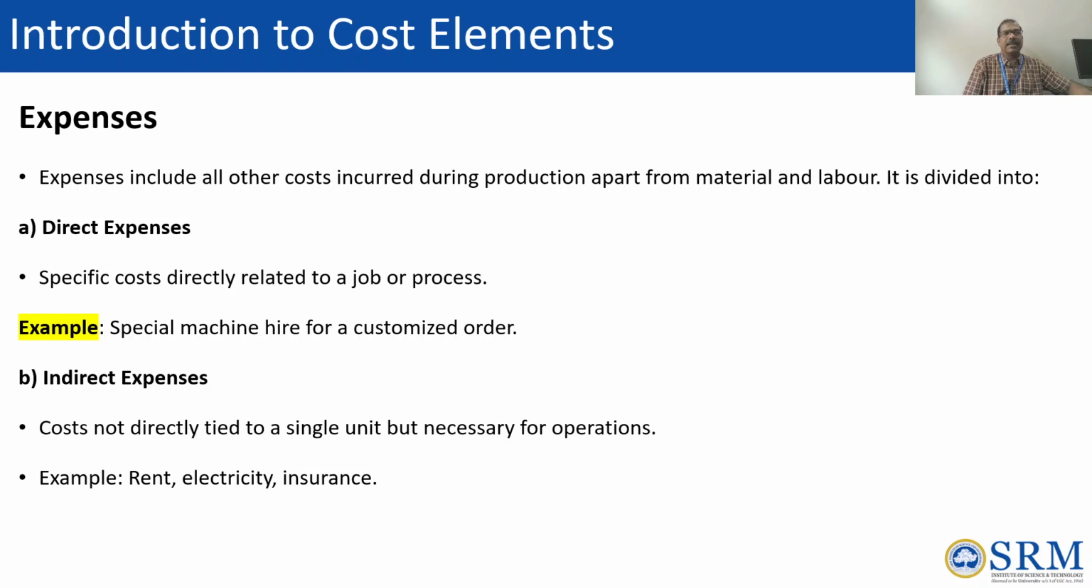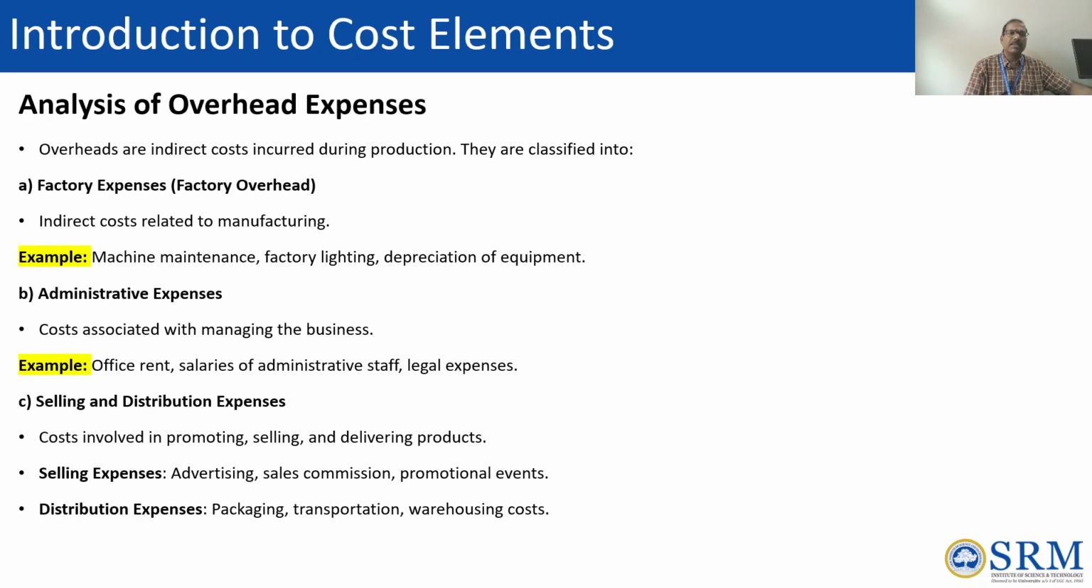But rent, electricity, insurance that we pay for the industry cannot be considered under any expenses other than indirect expenses. With indirect expenses, we have to think about the overhead expenses. Overhead expenses are considered as factory expenses, administrative overhead expenses, or selling and distribution expenses. So these are all the basic cost elements for an industry with respect to material, labor, and expenses.